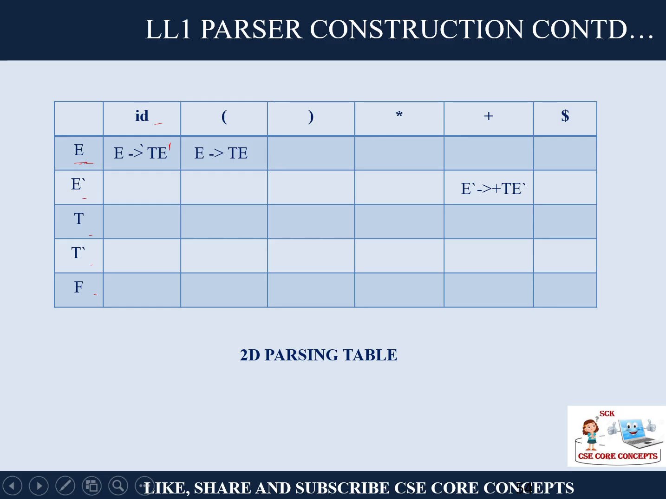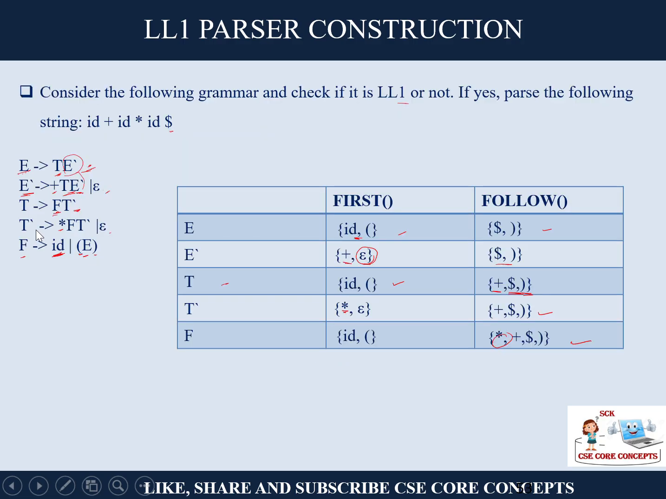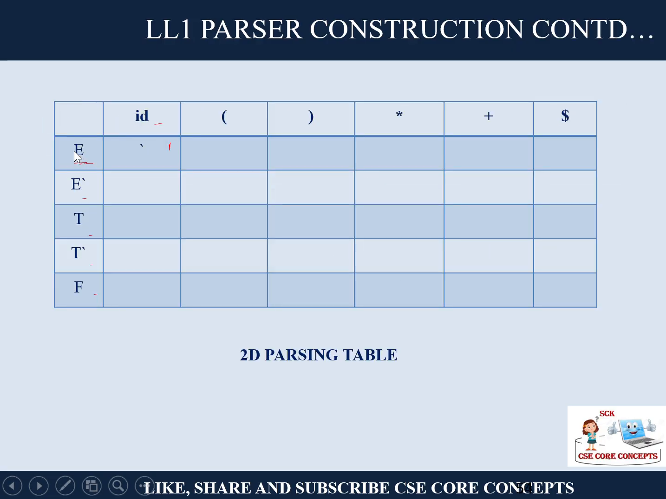This is between E dash, you can see. How? Again, let us come here. What is first of E? ID and the open bracket, right? So you have to write down in the cells of E with ID and E with open bracket. What is the grammar for E? E takes the form TE prime. This you have to write.